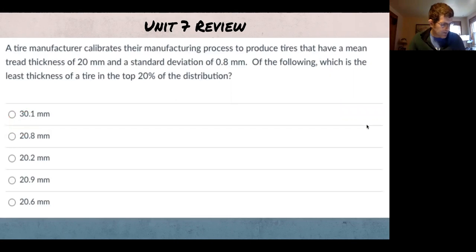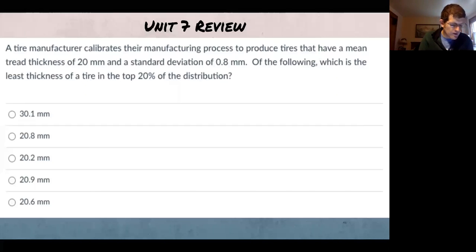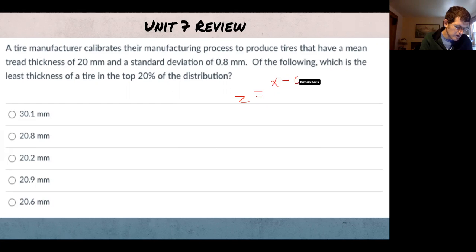All right, a tire manufacturer calibrates the manufacturing process to produce tires that have a mean tread thickness of 20 millimeters and standard deviation of 0.8 millimeters. Of the following, which is the least thickness of a tire in the top 20% of the distribution? So this could have very well been a problem right off of unit 2 with the normal distribution, because essentially they're trying to say, hey, what's the z-score that we need, and what x value do we need?